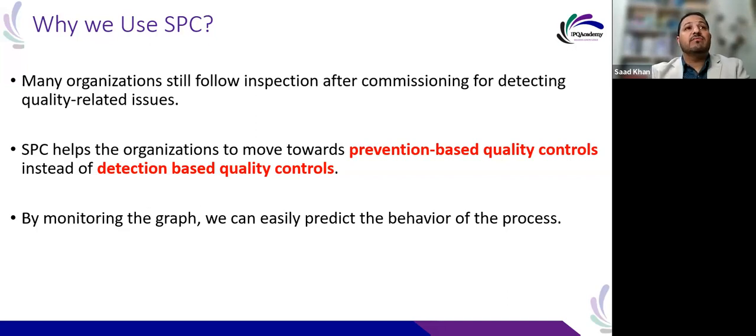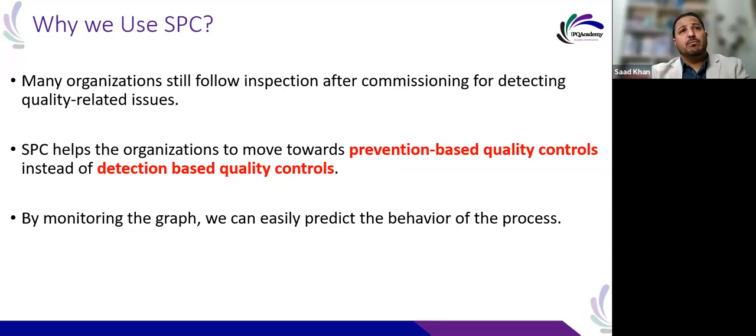not to be used as detection-based quality controls, which is actually how most of the organizations are using it, and they are failing in providing safer healthcare or achieving their goals, or whatever other scope for which they are trying to use statistical process control. If they are not using it for the prevention-based concept, then they are not achieving their goals.